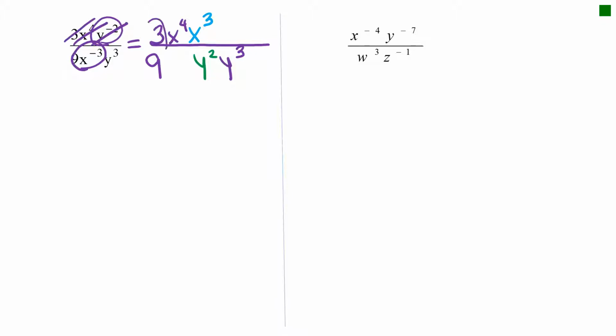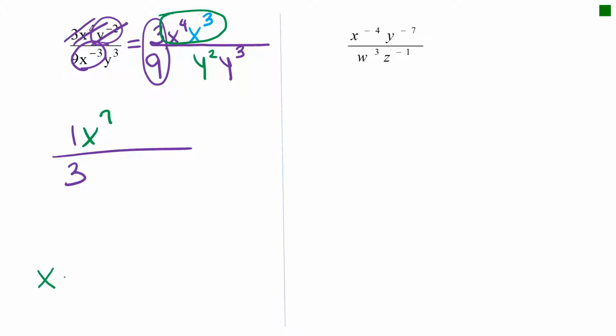Now, look at this problem. 3 over 9 reduces to 1 over 3. When I look at my x's, they're all up on top. So I don't subtract, I add. It's x to the 7th. Remember, I'm multiplying this x times x. Multiplication used to be written like that.